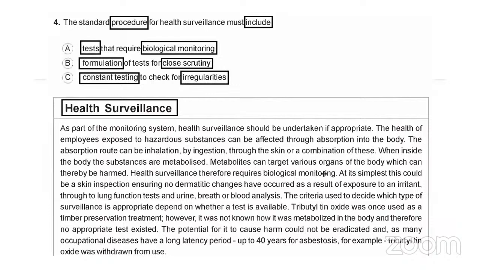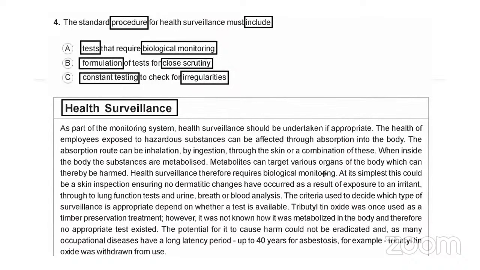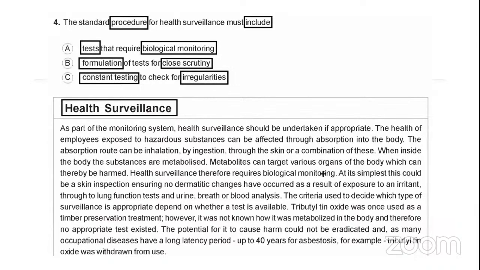At its simplest, this could be a skin inspection, ensuring no dermatitic changes have occurred as a result of exposure to an irritant, through to lung function tests and urine, breath, or blood analysis. The criteria used to decide which type of surveillance is appropriate depend on whether a test is available.